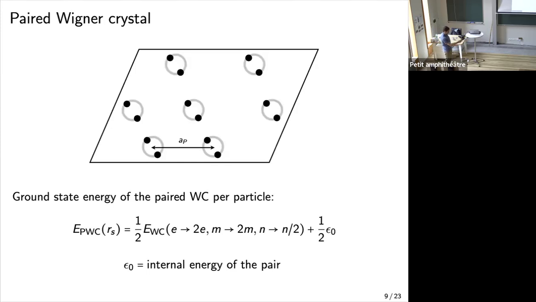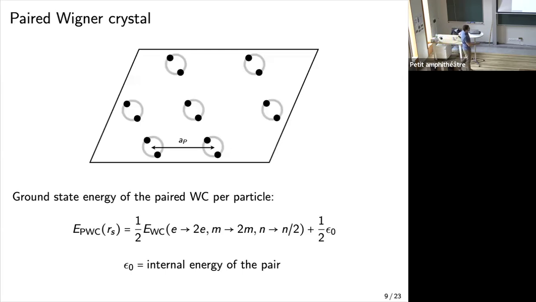Plus another more interesting term, which is the internal energy, epsilon naught, of each of the pairs. The factors of 1/2 here just come because the number of pairs is 1/2 the number of electrons, that's all. So there's this term, which we've basically already calculated in the previous slide, plus a new term that's a bit more interesting, and that's what we're going to talk about now.